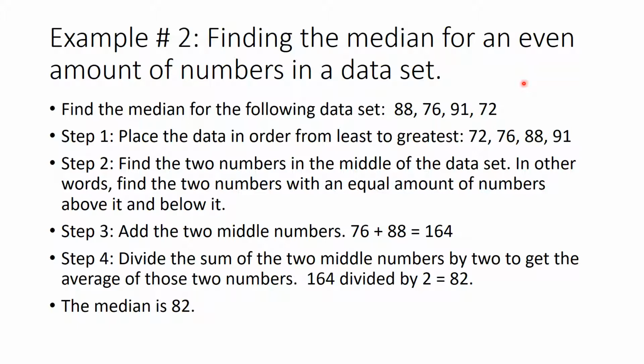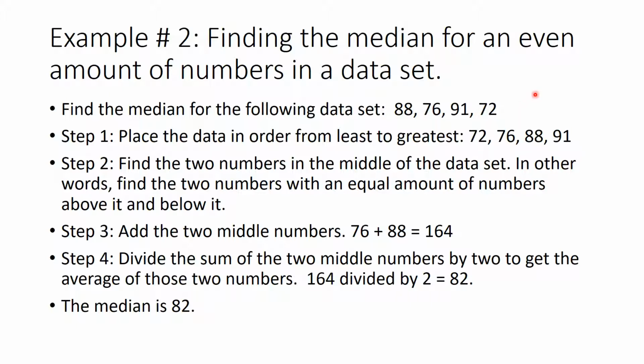Is there an odd amount of numbers in the data set, or is there an even amount? For example, in this data set, we've got 1, 2, 3, 4 numbers total. Now 4 is an even number, so that means we can use all of these steps to help us find the median for this data set.